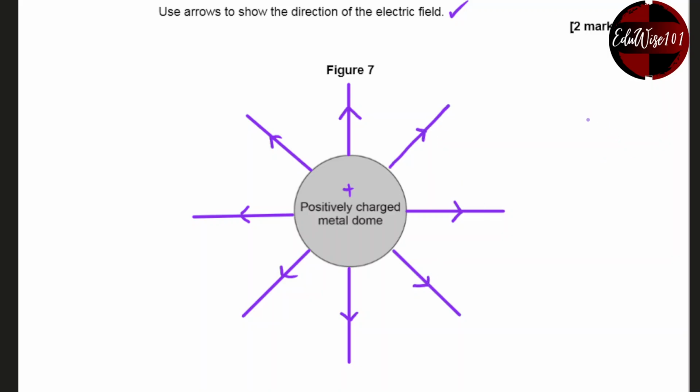On a side note, if it was a negative charge, then the field lines would actually look like this. It will be pointing towards the negative charge.